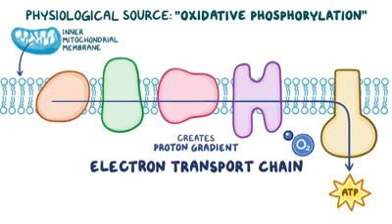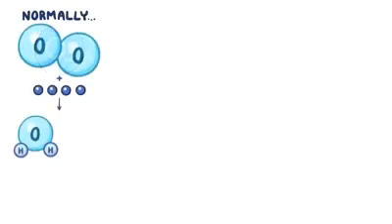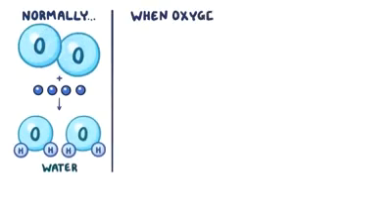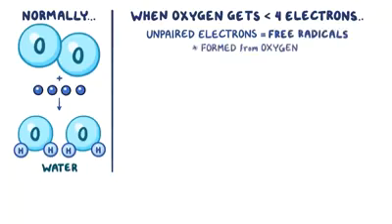The final step of this process involves a molecule called cytochrome C oxidase, sometimes known as complex 4, which transfers electrons to oxygen. Normally, when oxygen gets 4 electrons, it gets converted into water. But when oxygen doesn't get all 4 electrons, then it'll have unpaired electrons in its orbital, giving rise to free radicals. Since these are formed from oxygen, they're collectively called reactive oxygen species, or simply ROS.